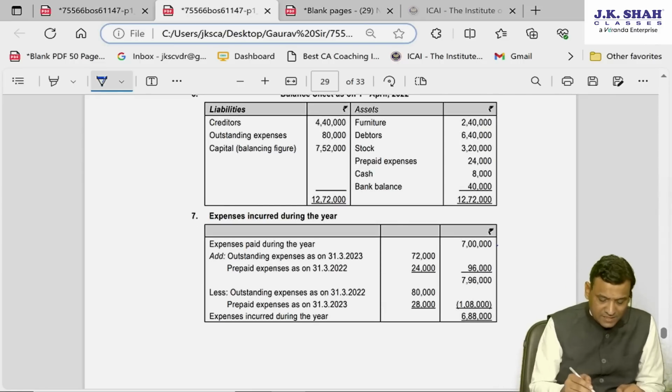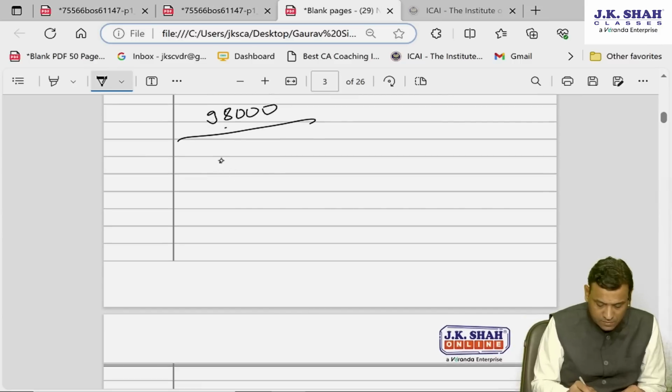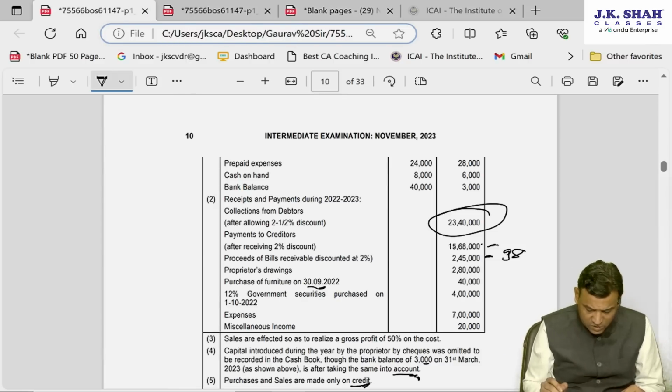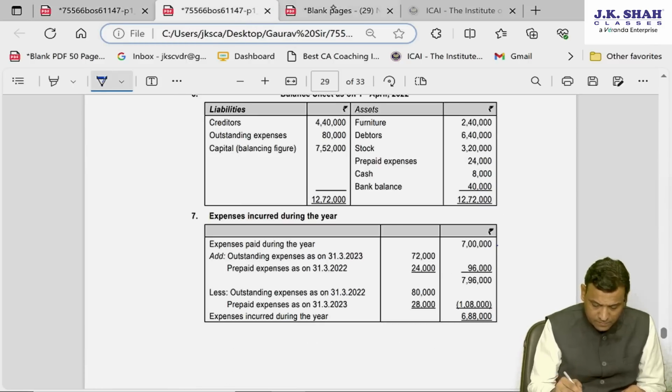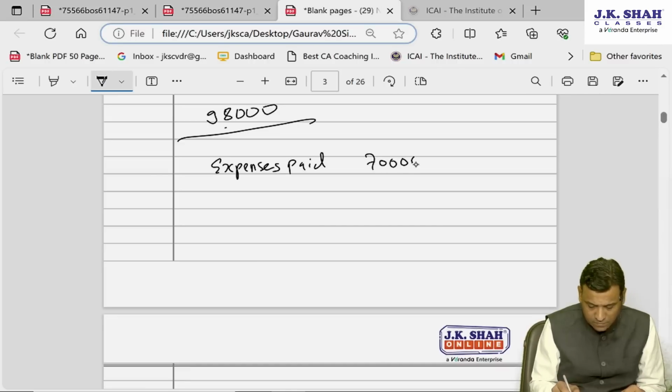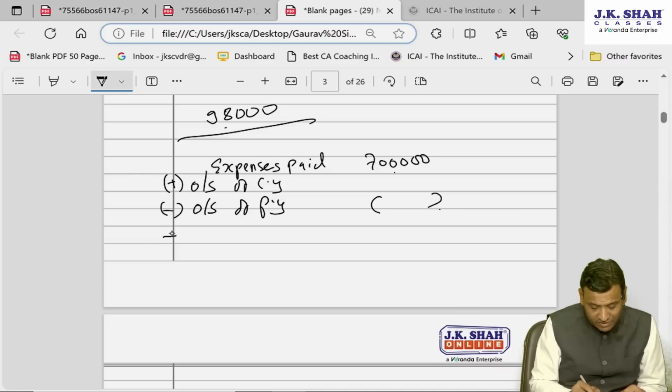Expenses, okay, I would just present it this way. Expenses paid. What is the amount of expenses? 7 lakh. Now can I say whatever is outstanding of current year will be added, minus outstanding of previous year will be reduced. Whatever is prepaid of current year will be deducted, and what is prepaid of previous year will be added.